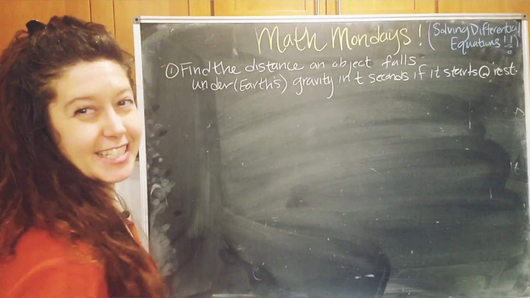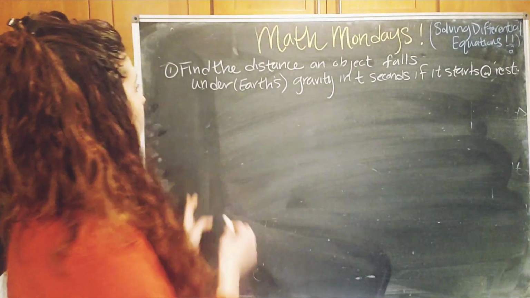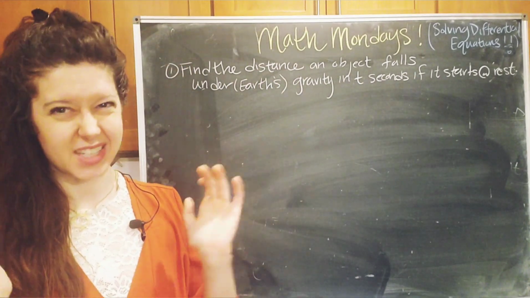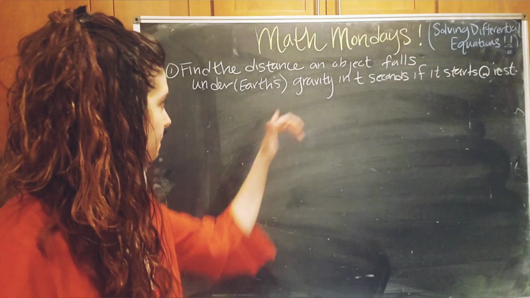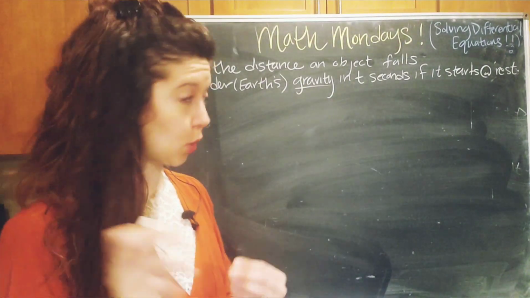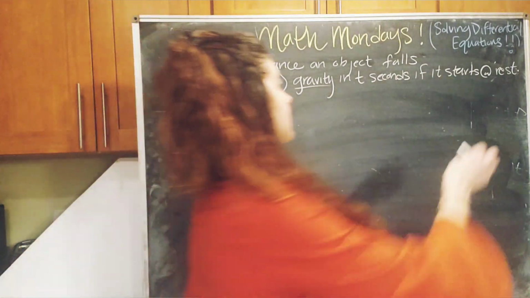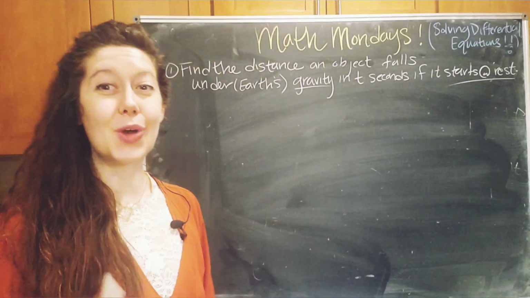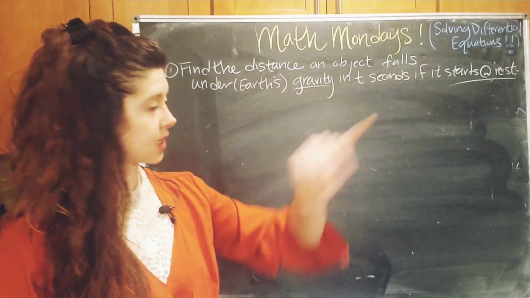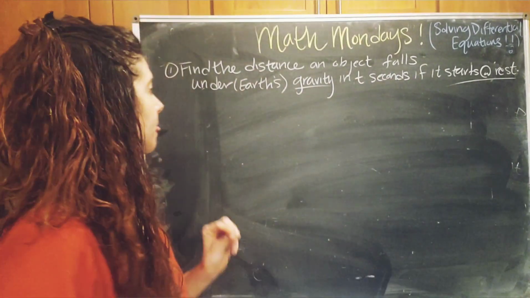This is a really good example of that because we are talking about the distance an object falls. So that's a loaded statement in itself. There's a brief mention about gravity, but that's super key. And then this starts at rest is also super key. So the first thing is that the distance an object falls.